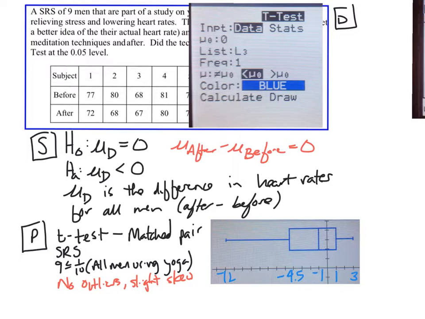And then I calculated, I got a t statistic with 8 degrees of freedom of negative 1.639. And I got a p-value of 0.07.